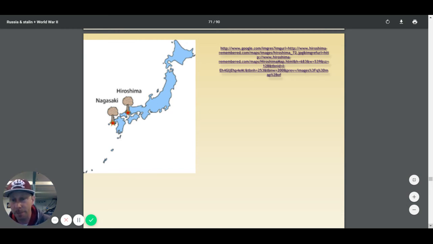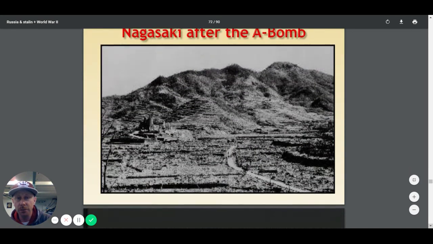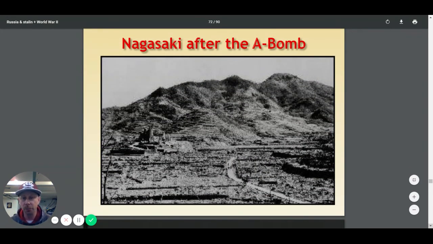As you can see on the map of Japan here are the two cities. Nagasaki is even a smaller town. And we threatened after we hit Nagasaki that we will continue to bomb Japanese cities until they surrender. So here's a picture of Nagasaki after the atomic bomb. No doubt about it, the atomic bomb does some destruction that you never want to see done.